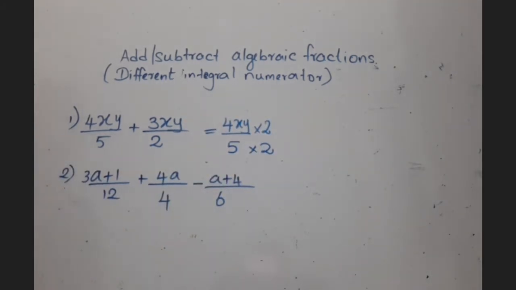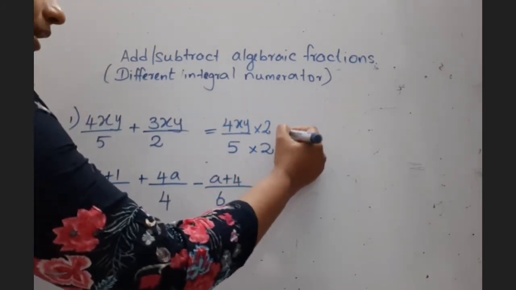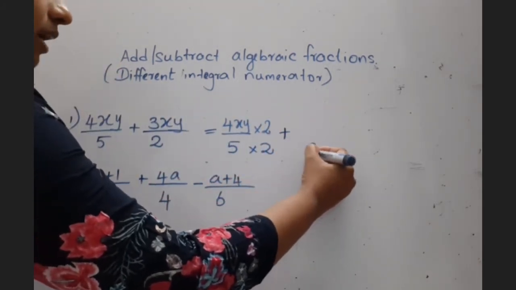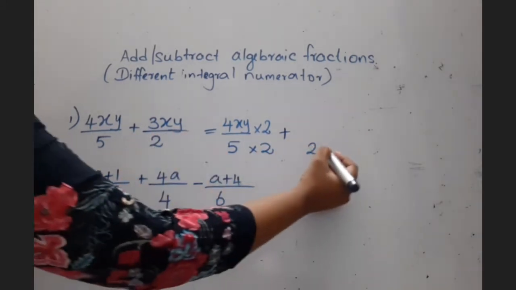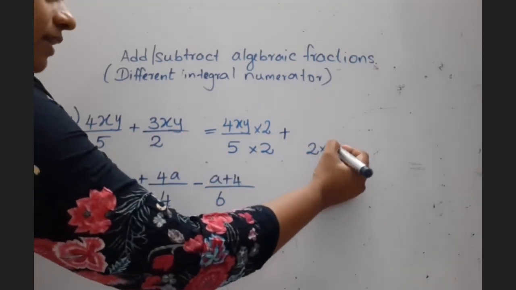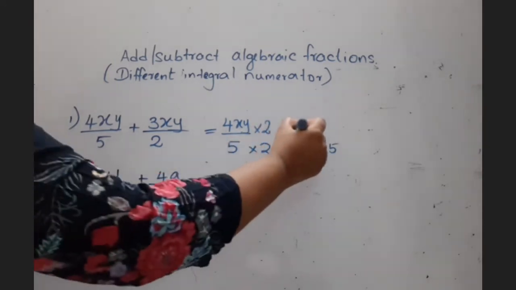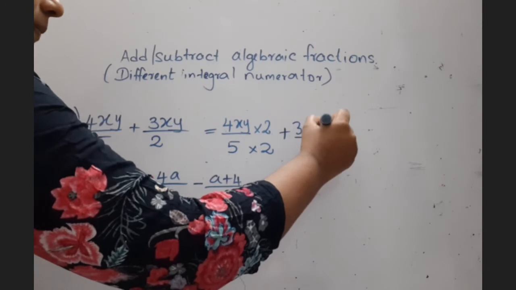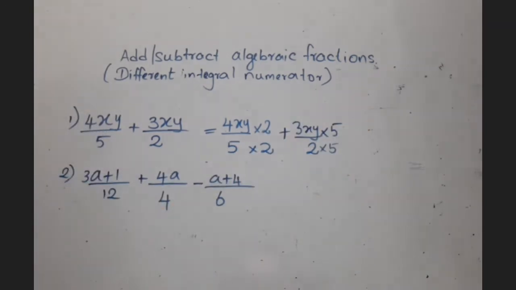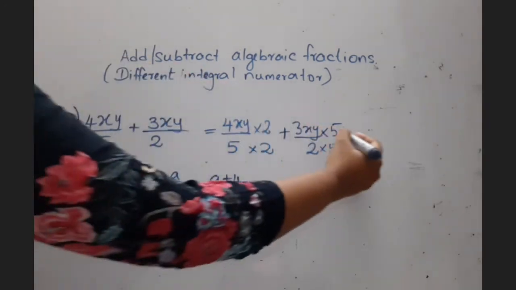And again, the other one is plus. This is number 2, so we should multiply this number by 5 in order to get 10. So the numerator must also be multiplied by 5. Am I right? So now let's multiply and get the answer.